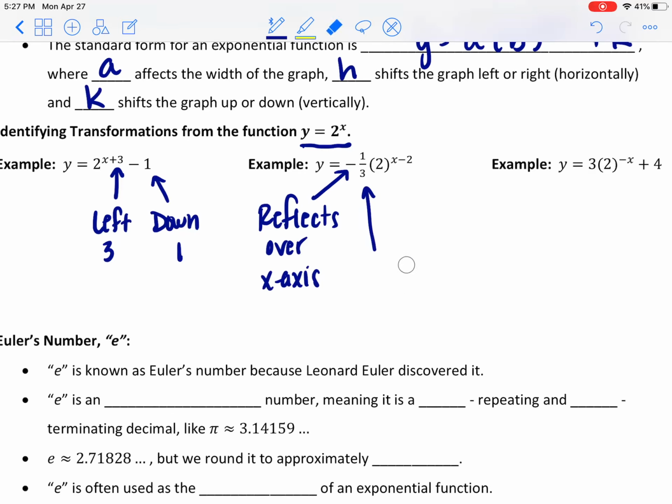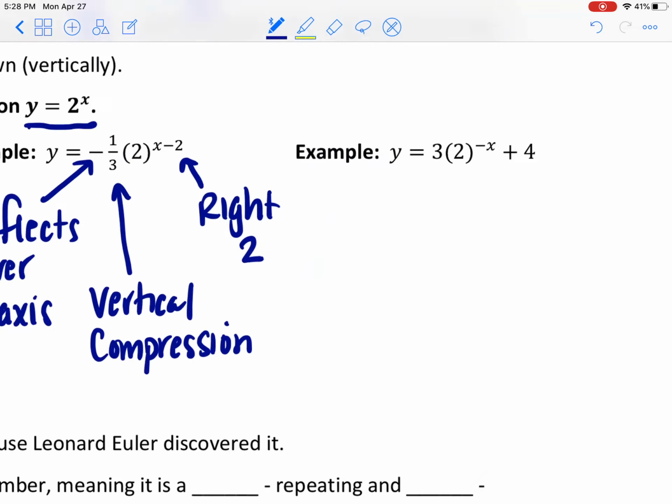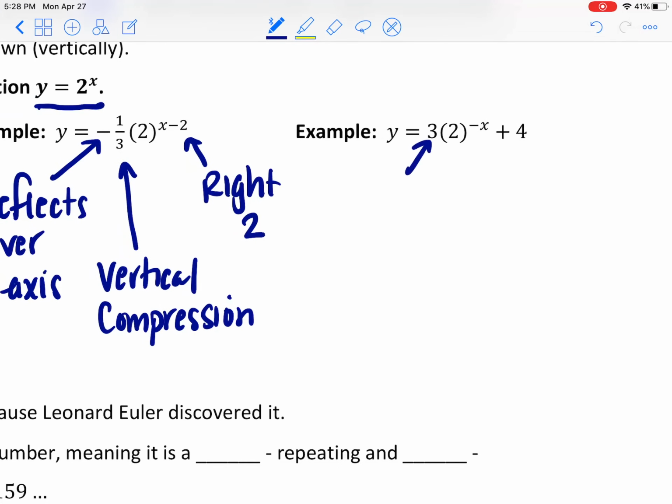All right, here we got a bunch of things going on. So we got a negative out in front. That negative is technically going to reflect the graph over the x-axis. The 1/3 is a vertical compression of the graph. That should make sense, right? In this case, you're doubling, but now you're going to cut that by 1/3, so it's going to shrink it down a little bit. So this is a vertical compression by a factor of 1/3. And then we have a -2 here, which makes our graph go to the right 2.